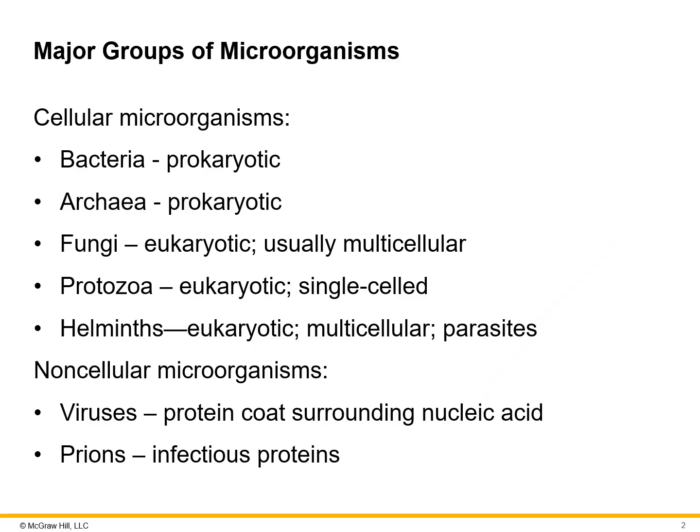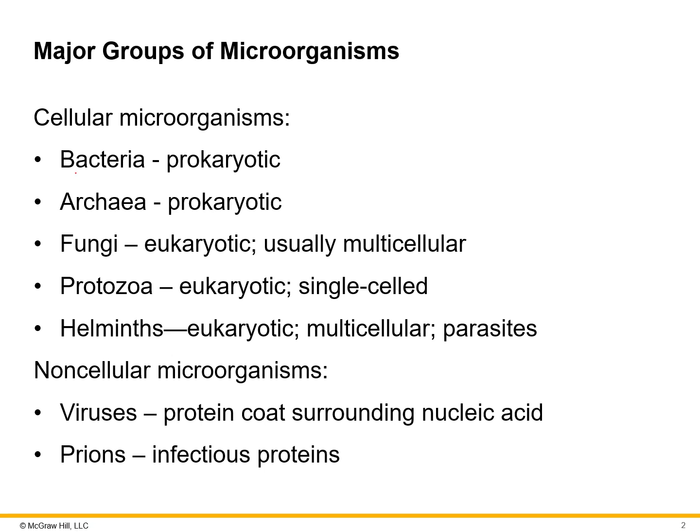So first of all, the major groups of microorganisms. By definition, micro meaning small and organism meaning a thing, typically a living thing, though we'll talk about a couple exceptions. But essentially all these microorganisms are things that we can't see with the naked eye. So you have to have a microscope to see them. And there are 7 major groups of microorganisms.